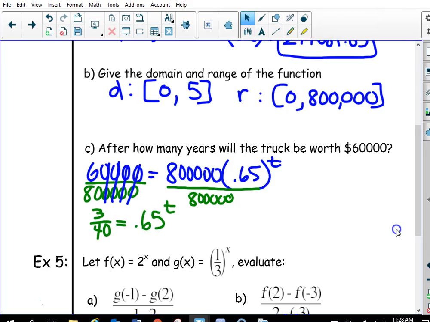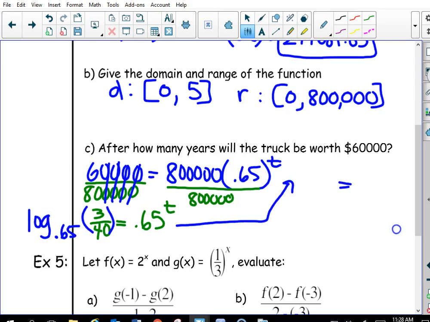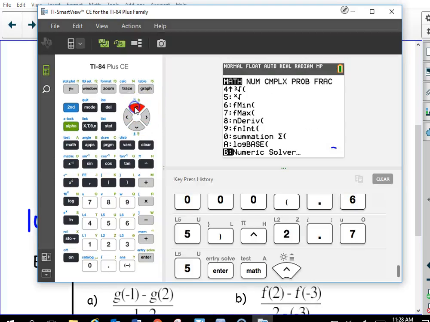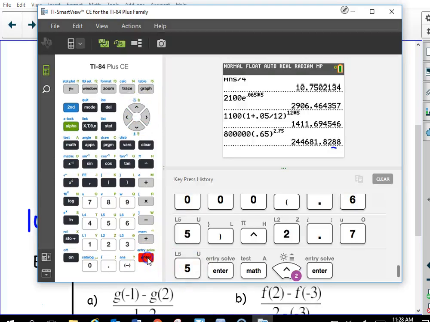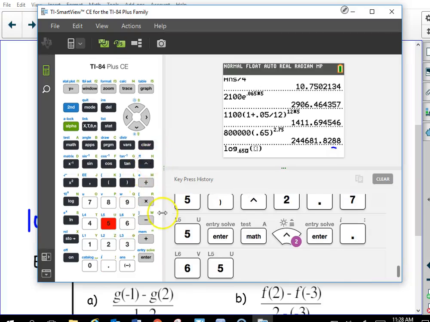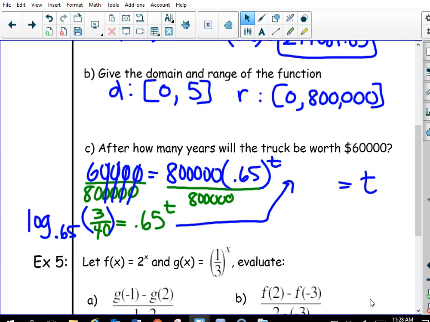All right, so the next step, I'm just going to take the log base 0.6 of both sides. And when I do that, I'll get some number equal to t. Log base 0.6 to the base of the exponent 0.6 cancels those both out, and I'm just left with t on the right-hand side. Let's go to the calculator. Math, go up, it's faster to get to A. We have 3 over 40.